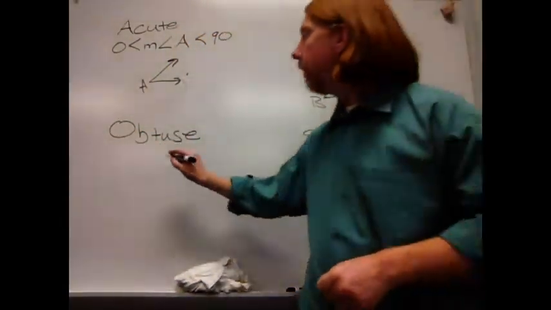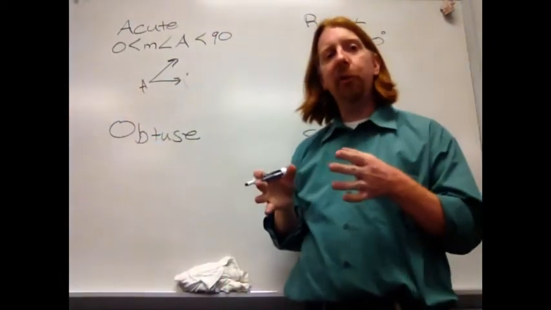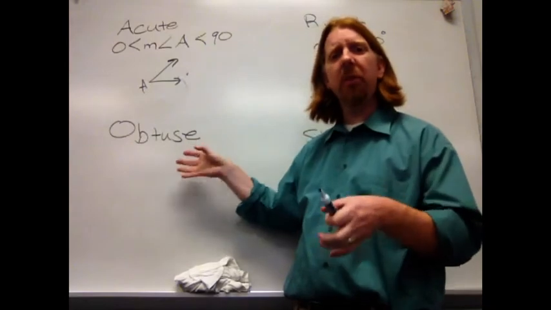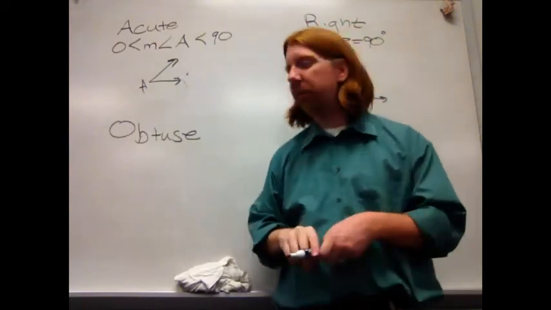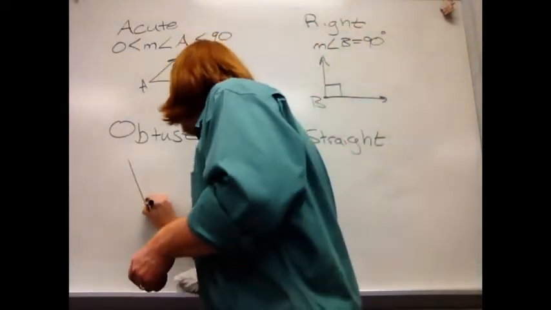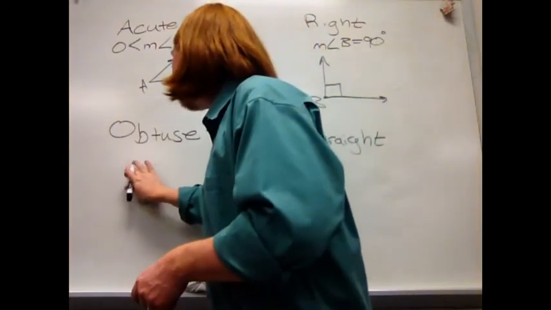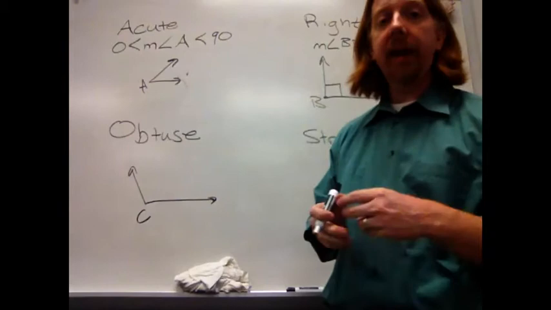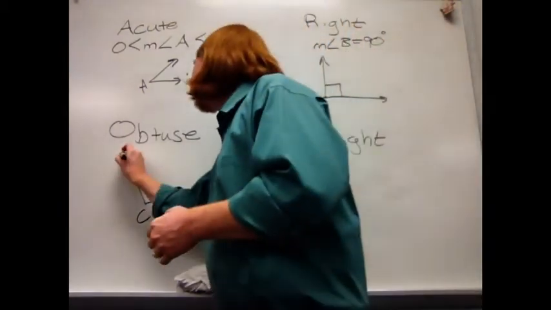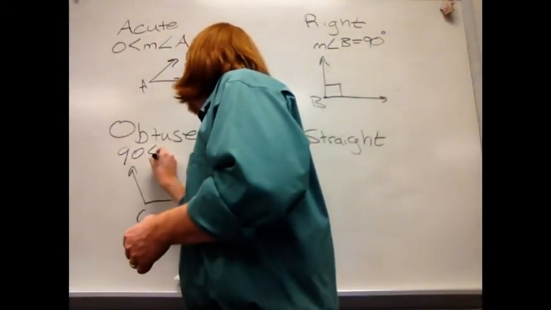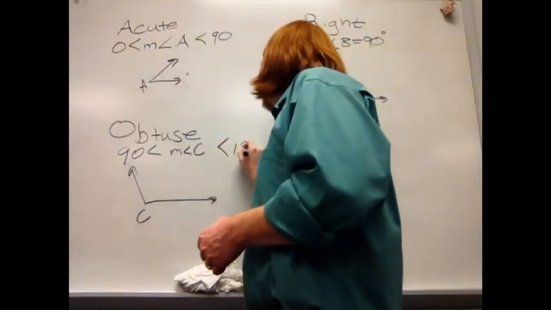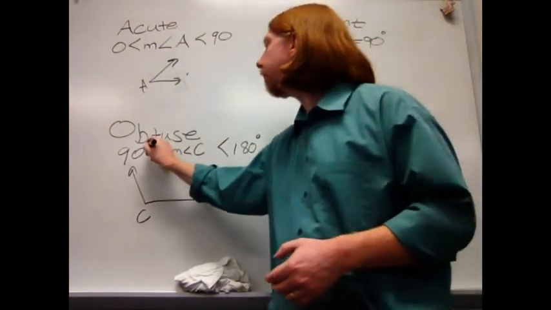Obtuse. The way I always keep obtuse and acute straight is that obtuse is a word referring to things that just don't fit right, things that stick out. An obtuse angle does that. It's an angle greater than 90 degrees. So 90 is less than the measure of angle C, which is less than 180.